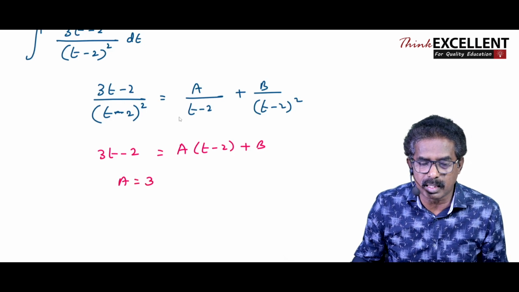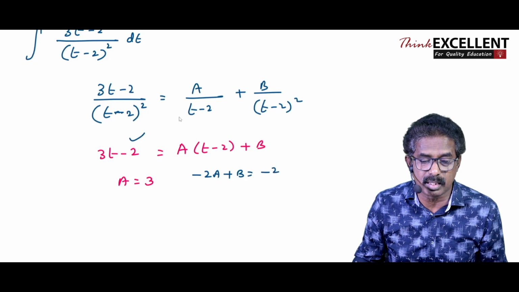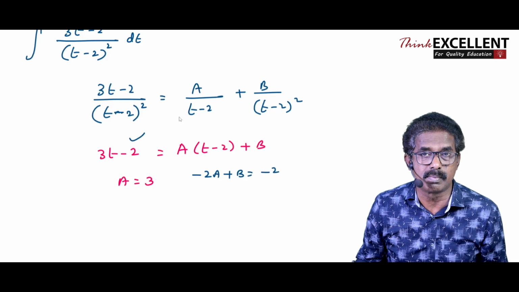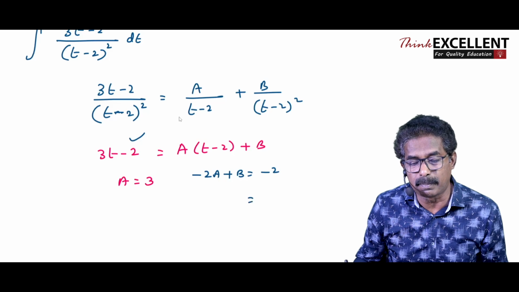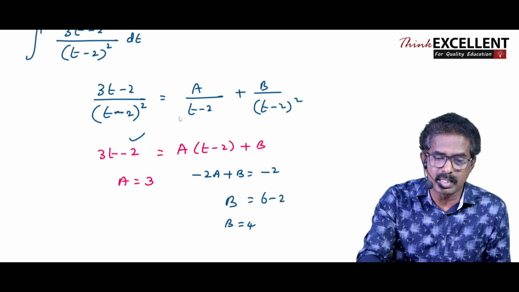Equating the constants: minus 2a plus b equals the constant, which is minus 2. The a value we already got is 3. But 2 into 3 is 6, minus 6, take that to the other side, it becomes plus 6. 6 minus 2, so you are getting b equal to 4. So both the a value and the b value you got.